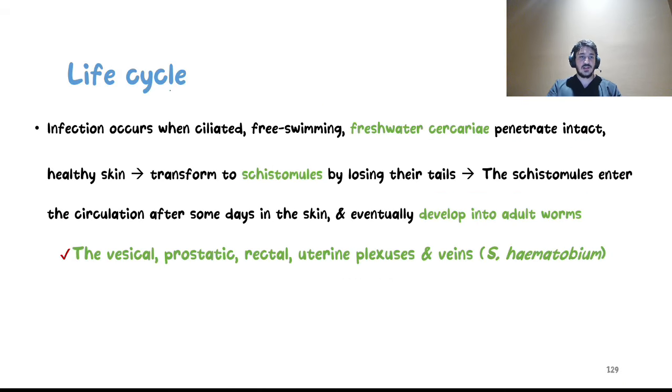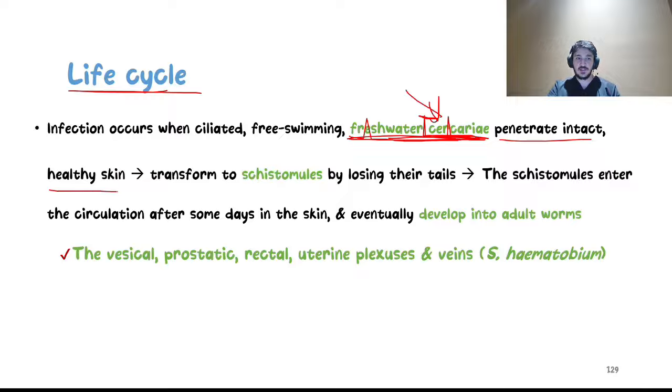So how does the life cycle go? Someone goes to the beach, they're swimming, and they're barefooted. What happens is that we have something called freshwater cercaria, which is the infectious stage of schistosoma, remember this. It will penetrate healthy skin. It does not go through a wound, healthy skin. And then it will transform into schistosomules. So again, I'm going to repeat this: freshwater cercaria, the infectious stage, transforms into schistosomules after it penetrates the healthy skin.